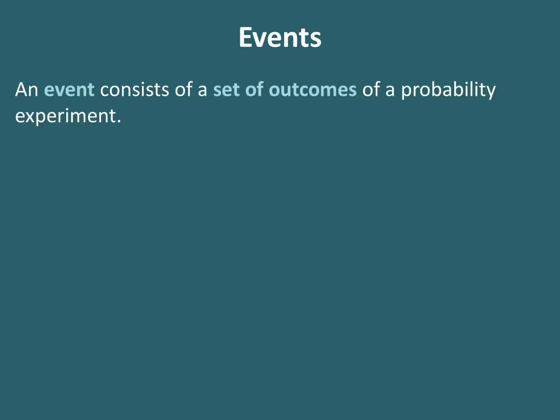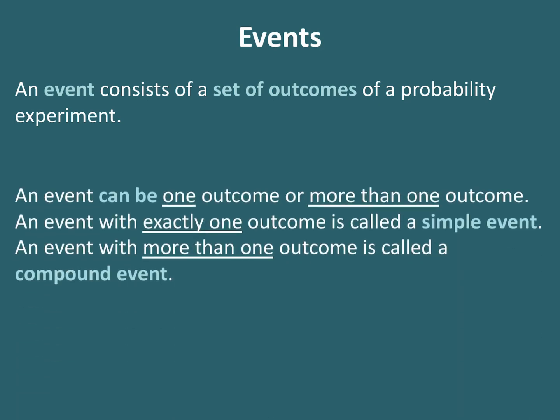An event consists of a set of outcomes of a probability experiment. An event can be one outcome or more than one outcome. An event with exactly one outcome is called a simple event. An event with more than one outcome is called a compound event.